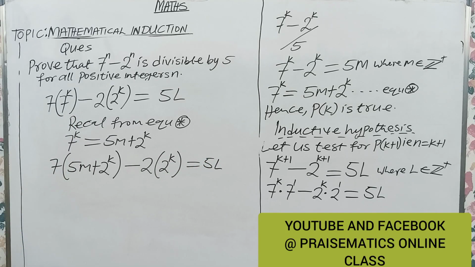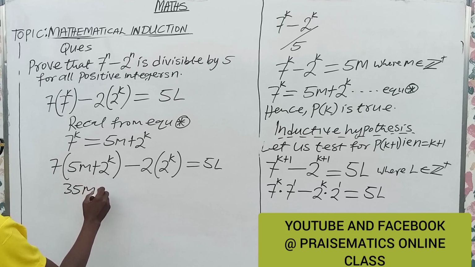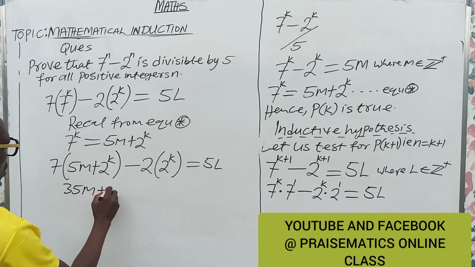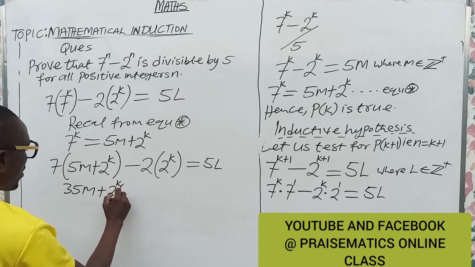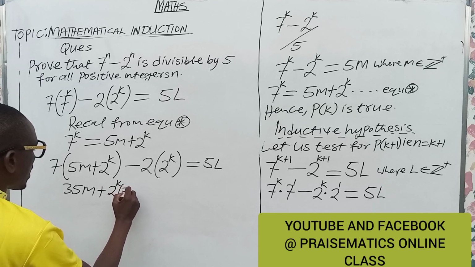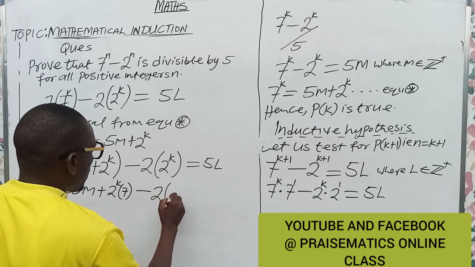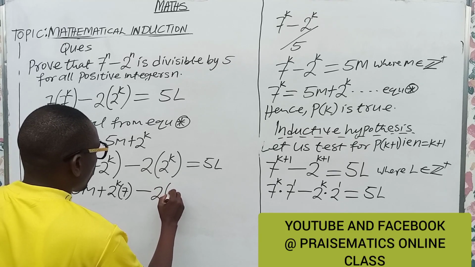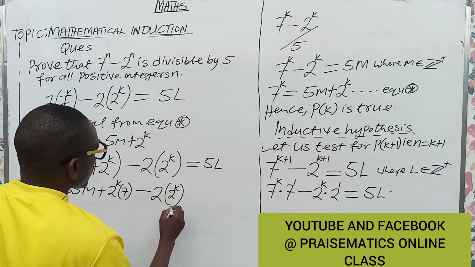Okay. Now what do we do here? Expand. We expand this. We have it as 7 times this will give us 35m. 7 times this will give us a plus 2 raised to power k multiplied by 7. Close it. Minus 2 raised to power 1 multiplied by 2k. Close it.